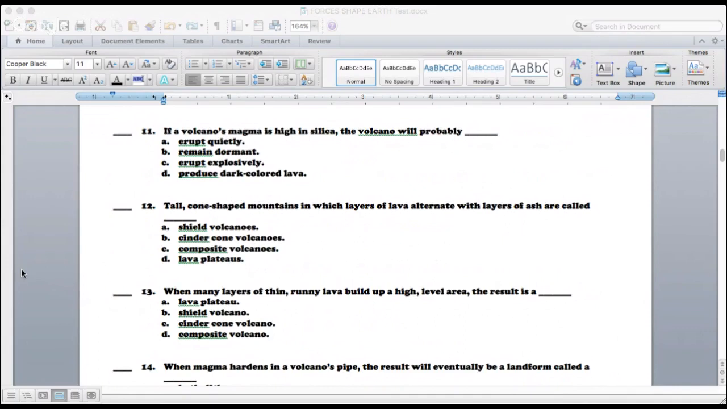13. When many layers of thin, runny lava build up a high level area, the result is A. Lava plateau, B. Shield volcano, C. Cinder cone volcano, or D. Composite volcano.